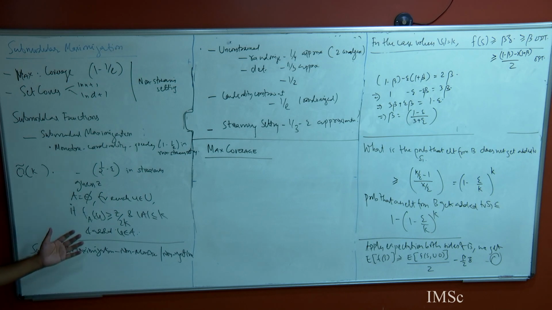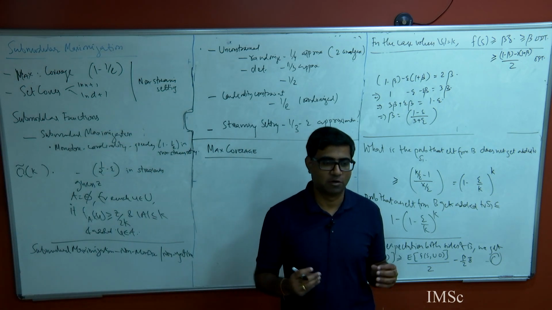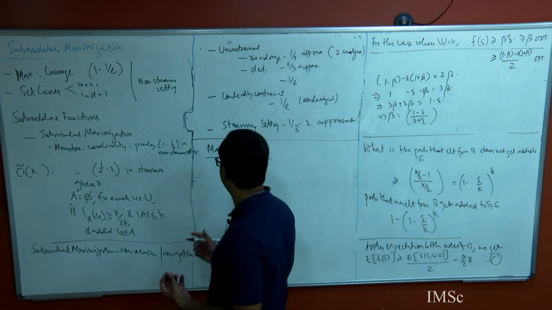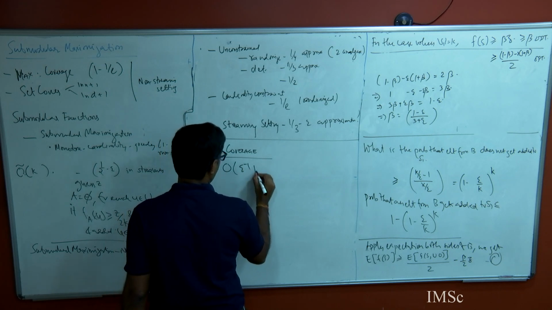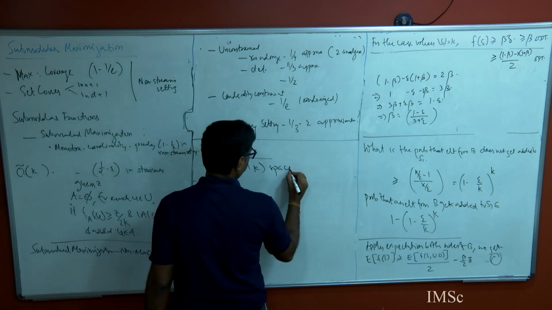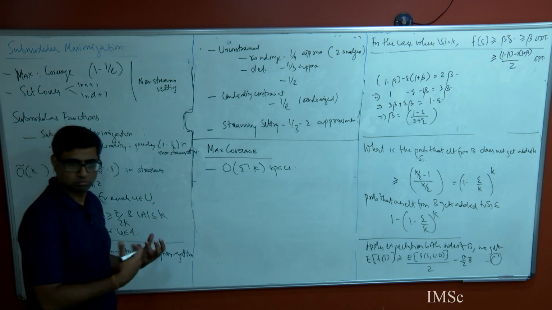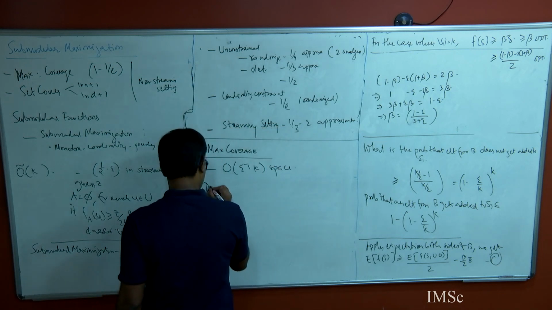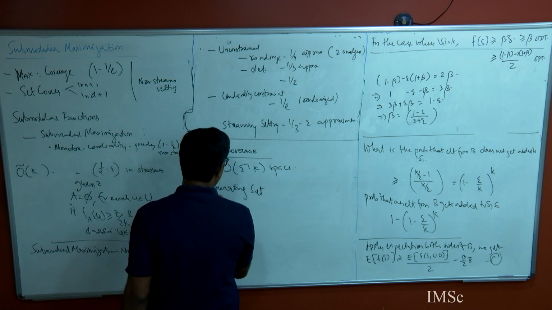Because look, I am keeping whole sets. So now space will start to depend on m or n. But there is a way to do subsampling, which can reduce the space for maximum coverage to order k space. Okay, there is a way to subsample and do things. Okay, this is one. And this we will see, maybe not today, is dominating set.